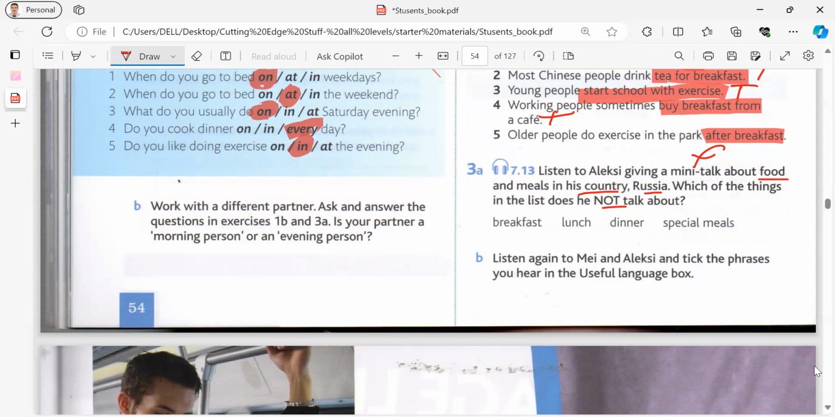Dinner is also an important meal in Russia. We usually have dinner at about 7 or 8 o'clock in the evening. The family talks during dinner, and sometimes they watch the news on TV. Again, we have soup and meat or fish with potatoes. After dinner, many Russian people like drinking tea with sugar.